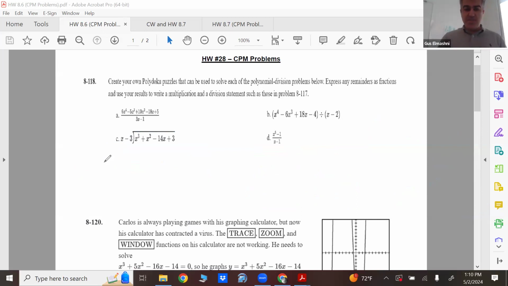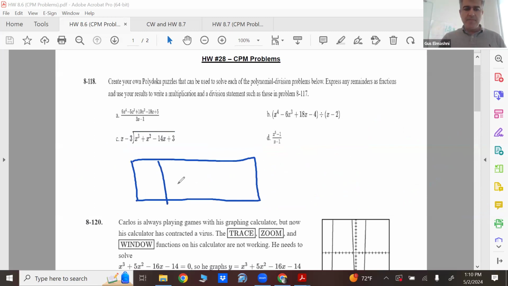Okay, so let's try it for part A. Here's what's going to happen. So part A, now I have 5 terms here. So I'm going to do, actually, I think I did too many. I think I did too many columns.